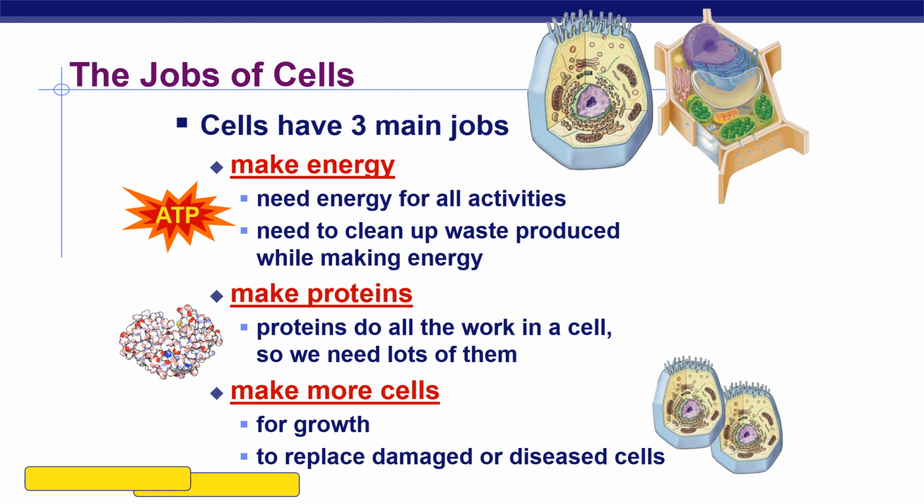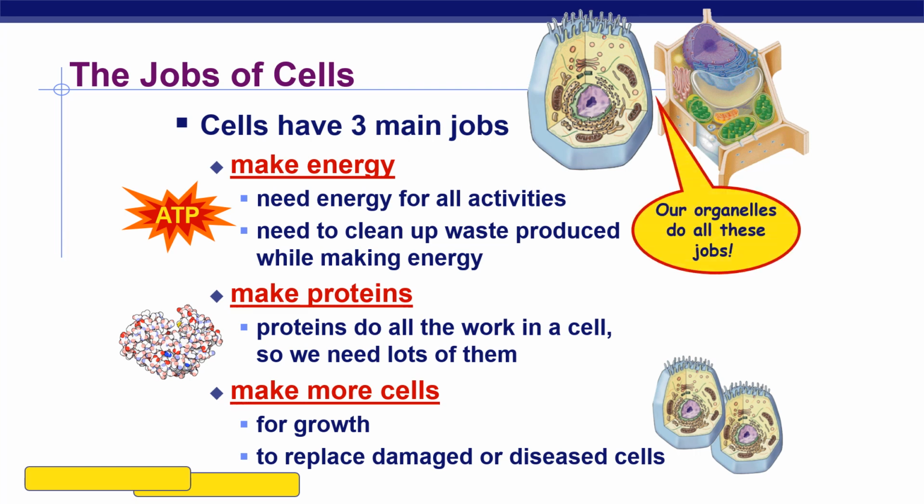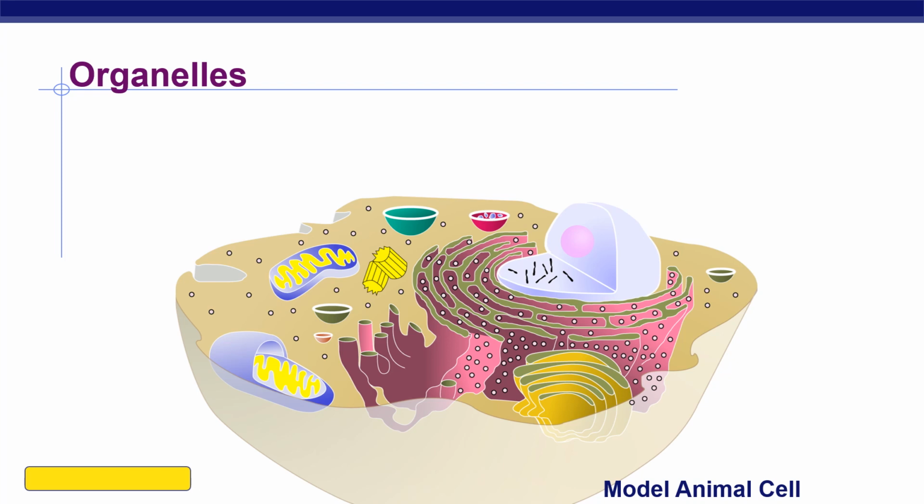So please do remember all the jobs of cells. Those are the three main jobs. The organelles do all these jobs. So look at this. This is a model of an animal cell. By the way, an animal cell is considered to be the typical eukaryotic cell. Why? Let's find out by and by.